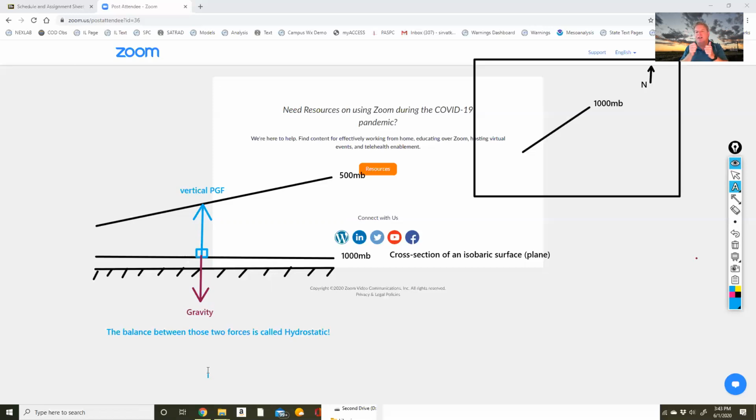There is a horizontal balance of forces. One of them is pressure gradient force, one of them is Coriolis. When those two forces are balanced, that is what we call geostrophic. Okay? So in your notes, and this is going to be so important, go rewrite these notes and work it out. Work it really hard and make it great, because that will help you understand it and process it very well.